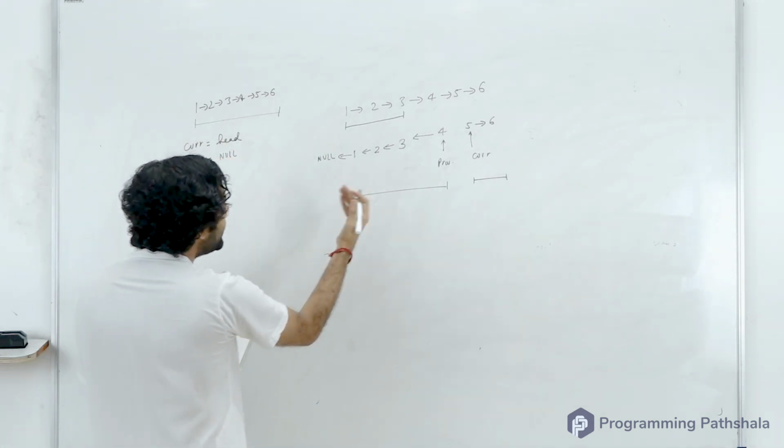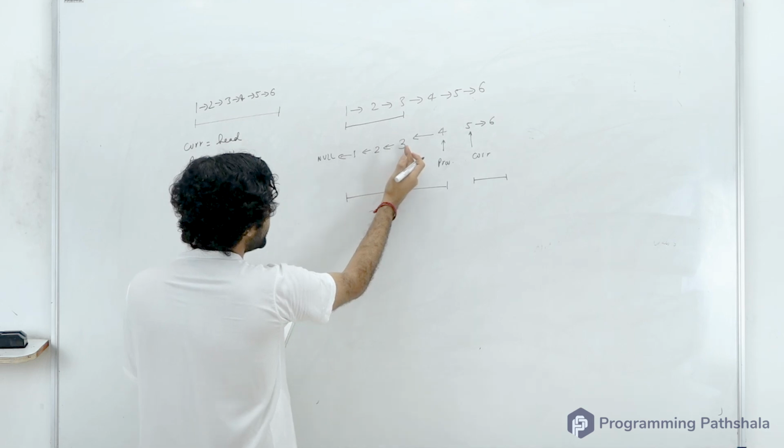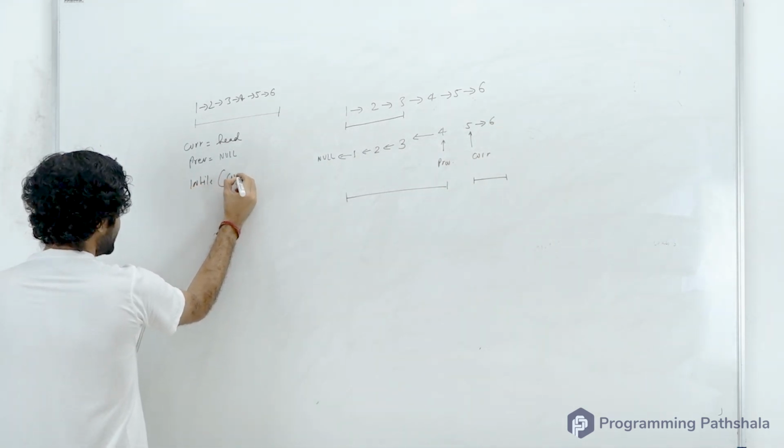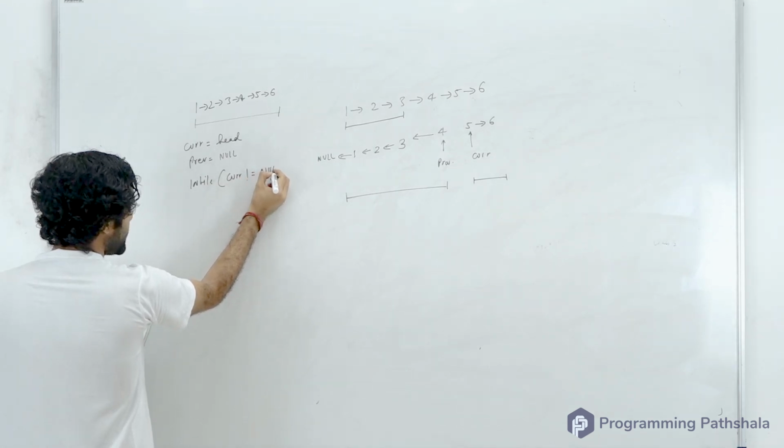And now your current is moving. Your current started from here, went here, went here, went here, and went till the null. So your condition will be while current not equals to null.